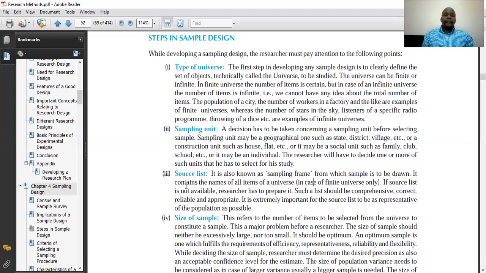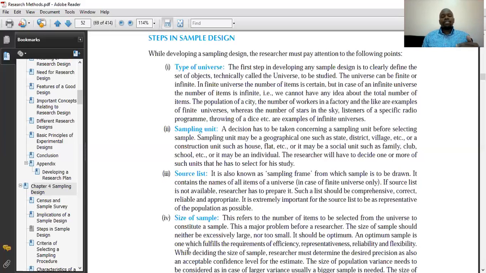Now, what is the importance of a source list? The importance of a source list is to know how to pick your samples, how to distribute your selection of samples. So that, for instance, in this ZTech University, you'll pick students and you'll find there are students from different courses, so that you do not have a biased sample. A biased sample is one which has considered only one particular section of a group.